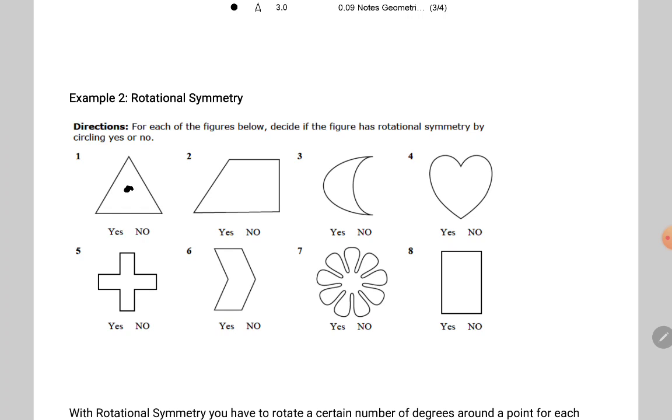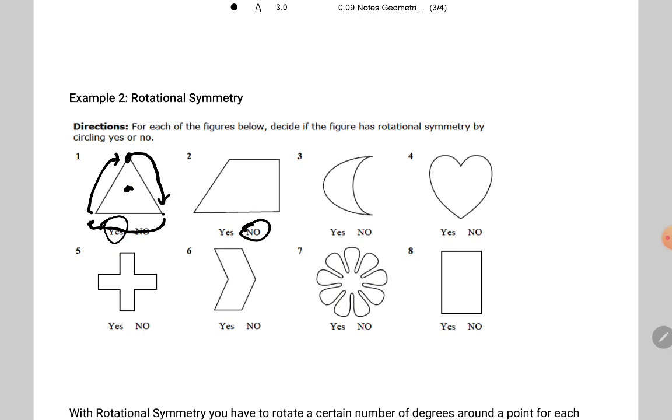Does it have rotational symmetry? It means, as you rotate it, if you spin it around, do you get the same exact shape you started with? So if you move this 120 degrees, this piece will be down here, and that piece will go down there, and that piece will go down there, and you start off with your original picture. So yes, this does have rotational symmetry.